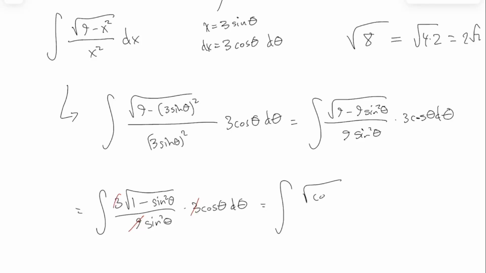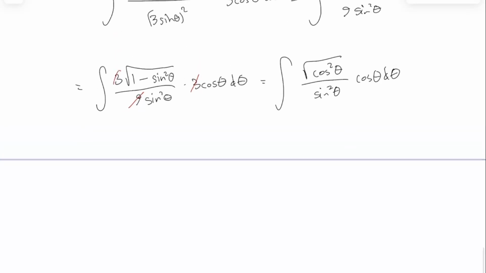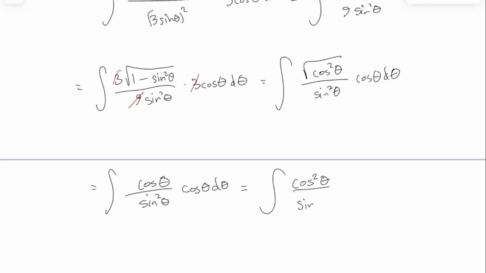So this becomes square root of cosine squared theta over sine squared theta, times cosine theta d theta. That cosine in the top, it's the square root of cosine squared, but that simplifies to just cosine up top. Cosine theta over sine squared theta, times cosine theta d theta. This, if I write it all as one fraction, says cosine theta times cosine theta over sine squared theta. All right.